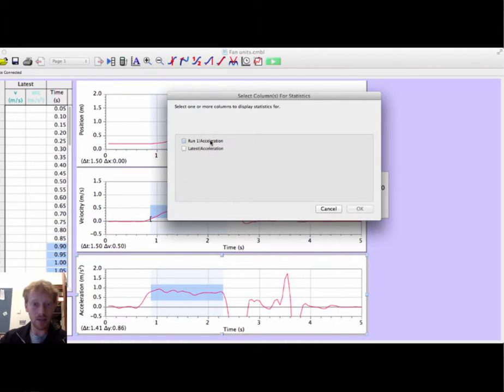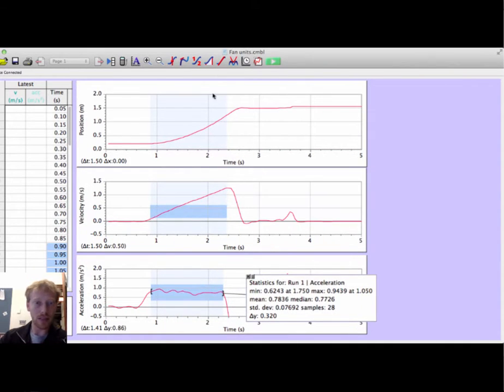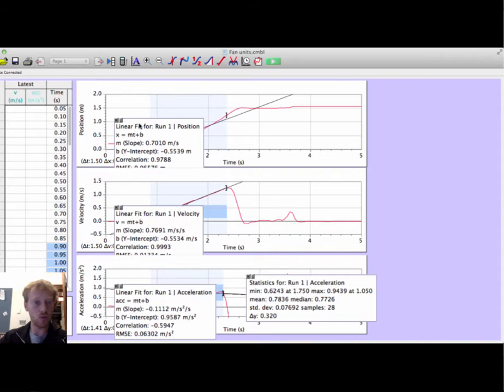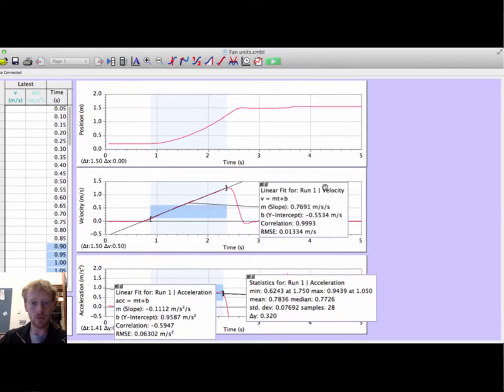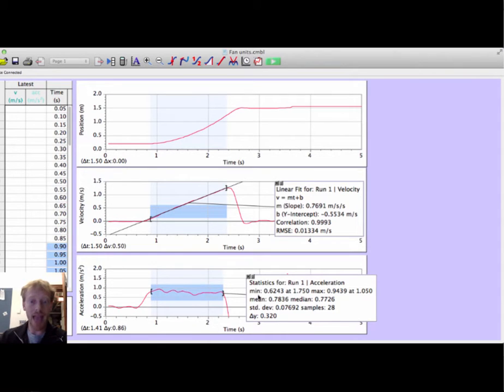And check it out, if I look at the, oh, I did this wrong. To do a linear fit to the velocity, not find the statistics on it. There we go. The slope of the velocity line during this interval is roughly 0.77 meters per second per second, 0.77 meters per second squared. Meanwhile, the average value of this acceleration is about 0.78 meters per second squared.